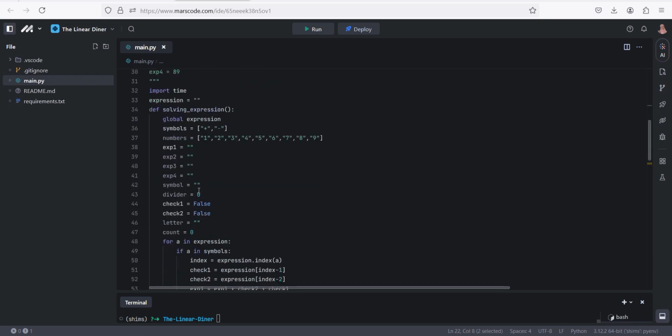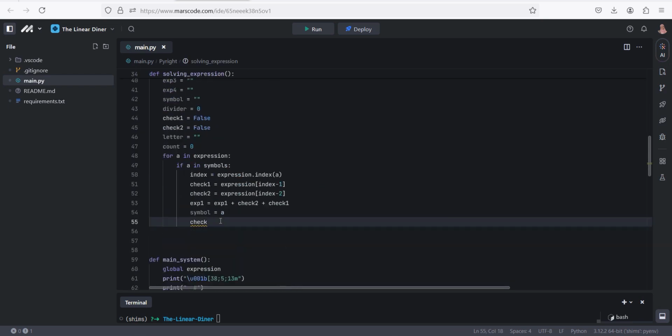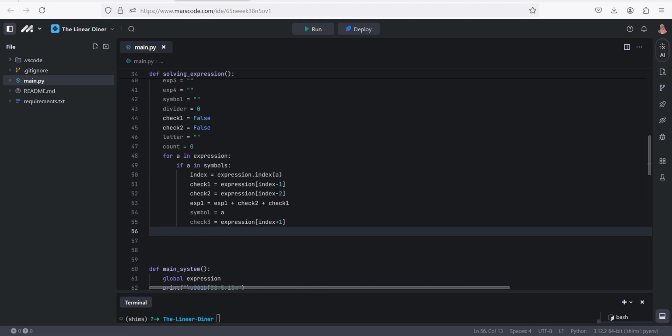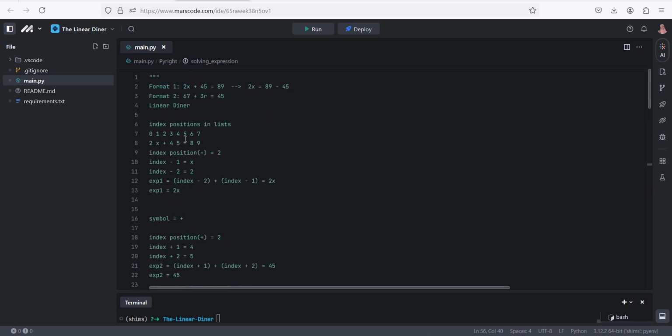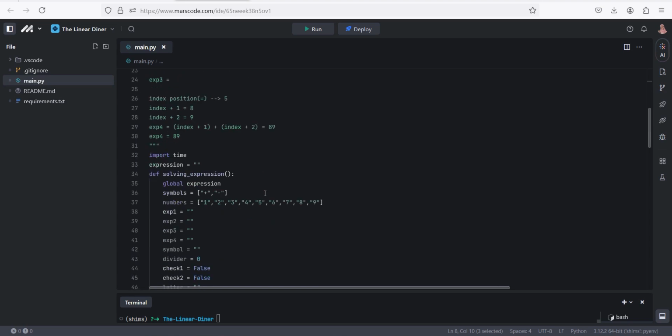Now we're going to do the check3, which is where we're going to find this digit here, how we're going to get that digit. So same thing as I said, check3 will be equal to the expression, but this time index plus 1, and then check4 will obviously be equal to expression index plus 2. So again, this is the part where we get the number after the symbol, after the operator, and that's going to be, in our example that we just saw, 45, right? Because that's the number that comes after the plus sign.